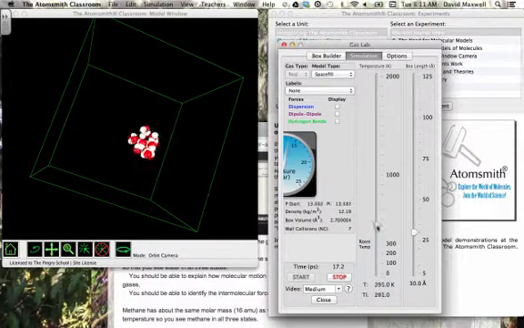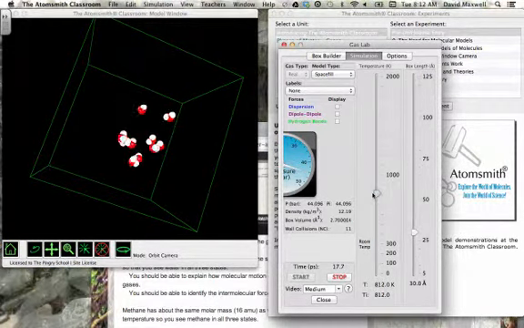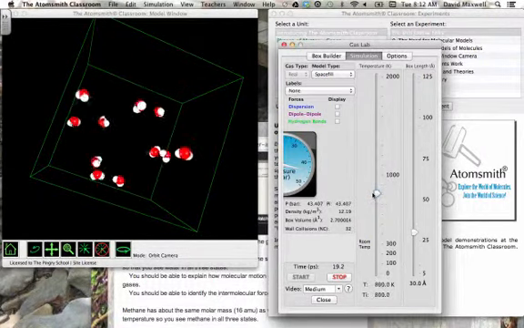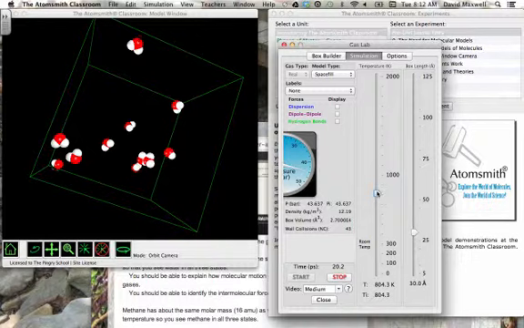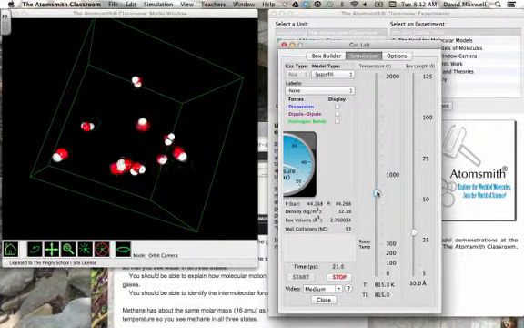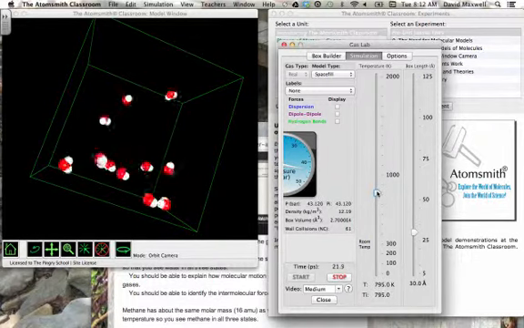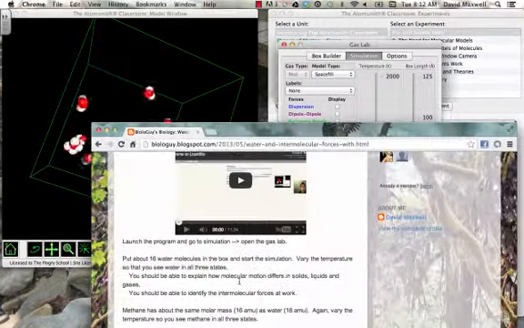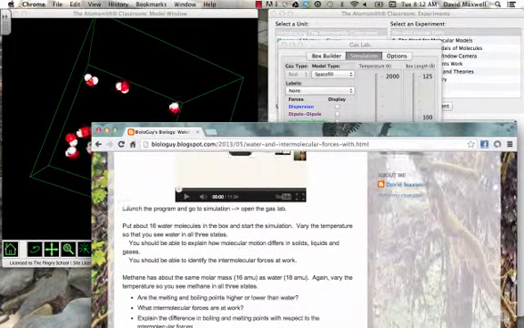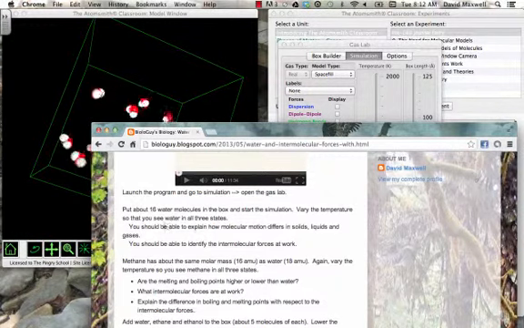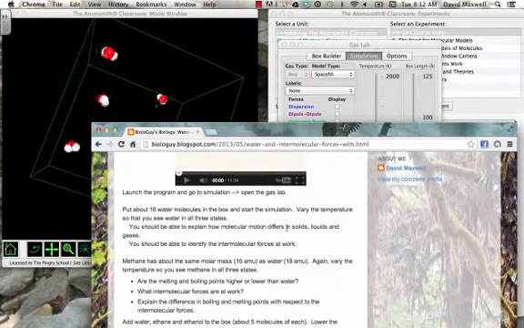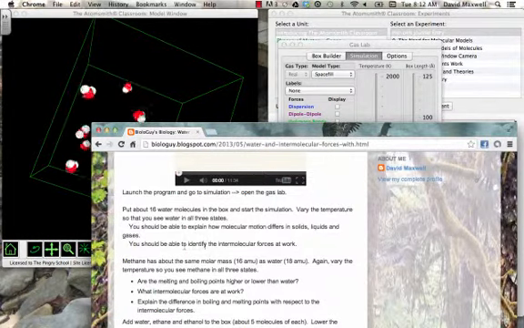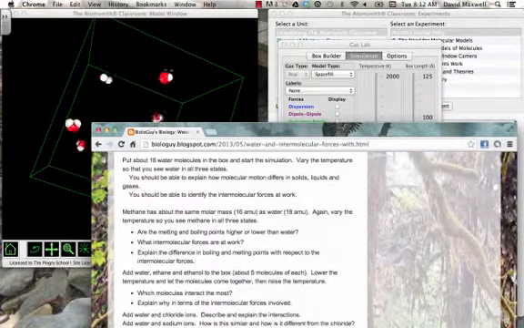And then if we heat it up a lot, you can see what a gas is. Okay, and really all it is is kinetic energy and the attractive forces of the water molecules. Okay, now the next one. So you should be able to explain how molecular motion differs in solids, liquids, and gases. We just saw it. You should be able to describe it. You should be able to identify the intermolecular forces at work.